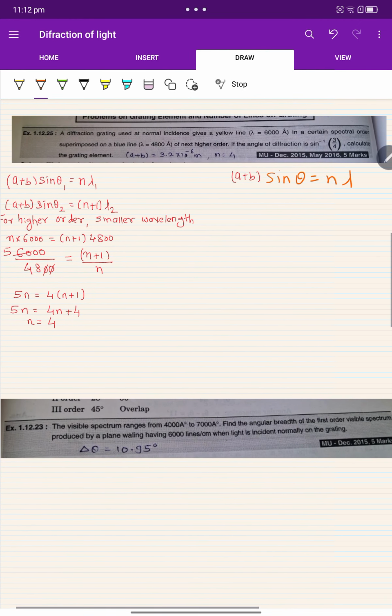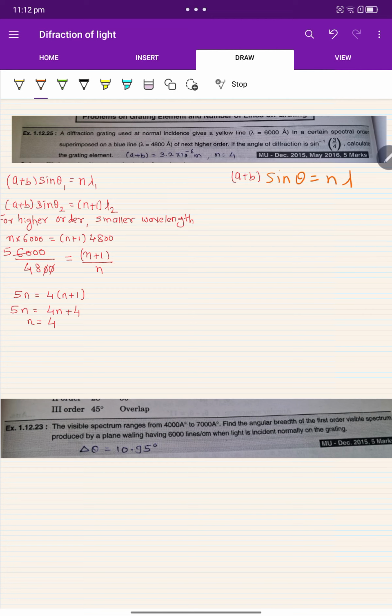Okay, students, so let's move towards the next question. A diffraction grating used at normal incidence for a wavelength 6000 Armstrong. We have given, for blue light, the wavelength is 4800. The angle of diffraction is sine inverse 3 upon 4. Calculate the grating element. We need to calculate A plus B.